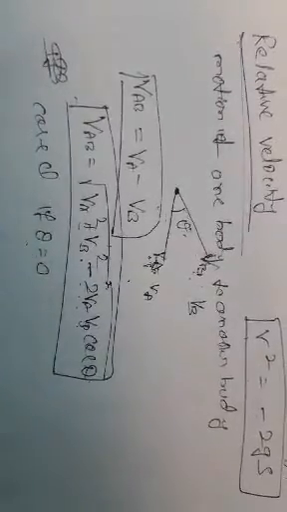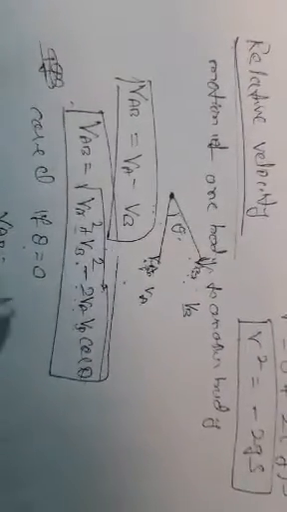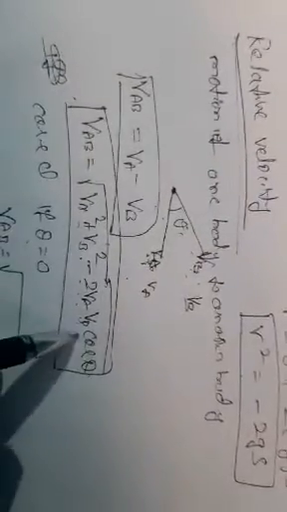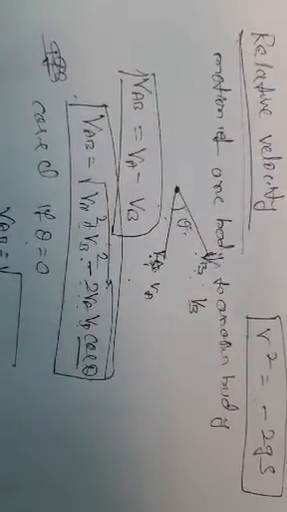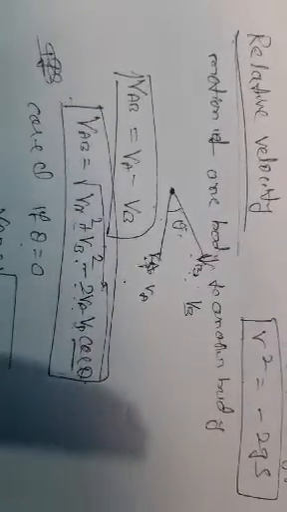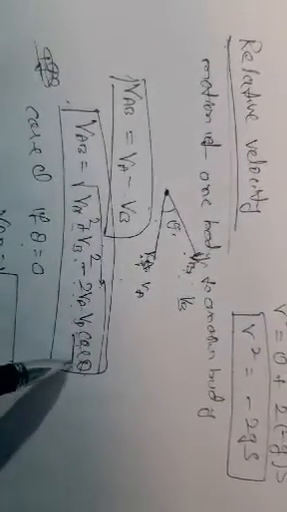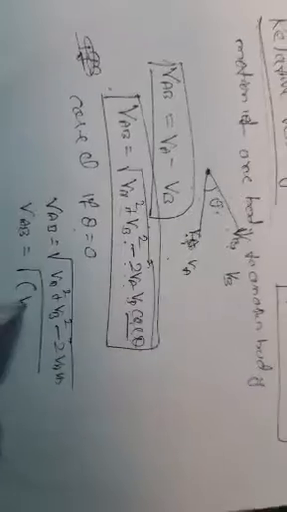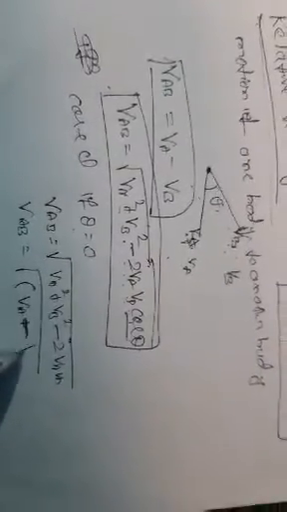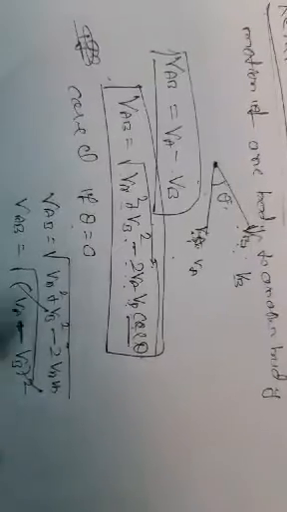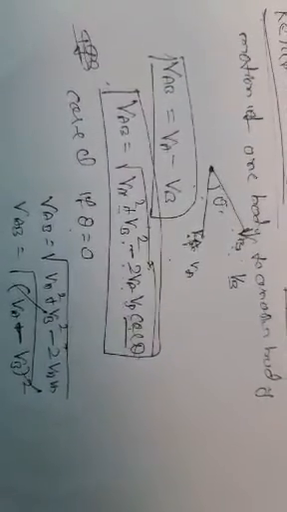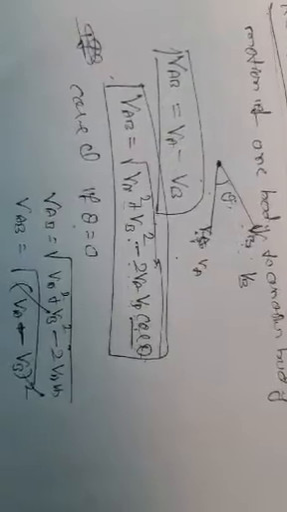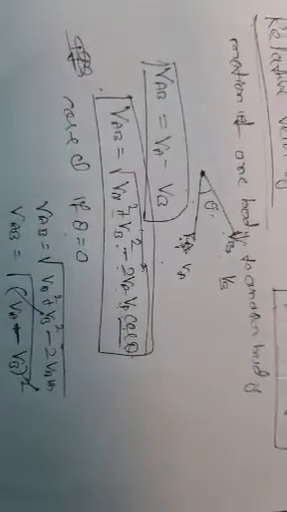What is the relative velocity? The relative velocity VAB is equal to root of VA square plus VB square minus 2 VA VB cos theta. For theta equal to 0, cos 0 is 1, that means VA square plus VB square minus 2 VA VB, so VAB is equal to root of VA minus VB whole square. Finally, the resultant of the relative velocity VAB is equal to VA minus VB.